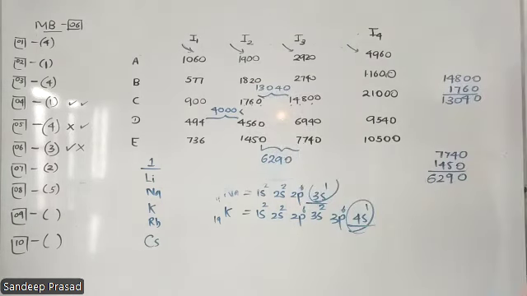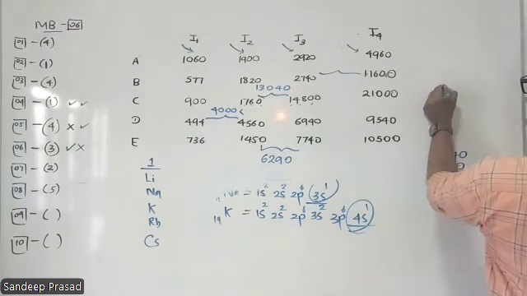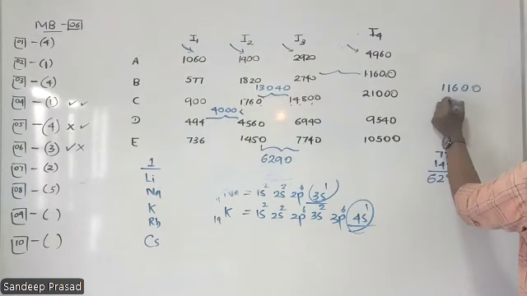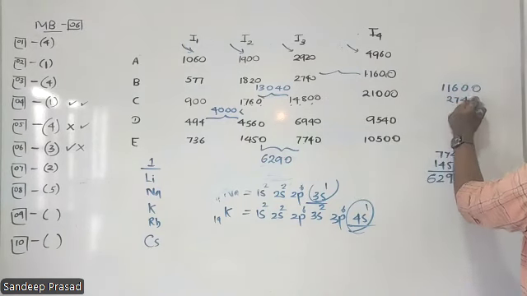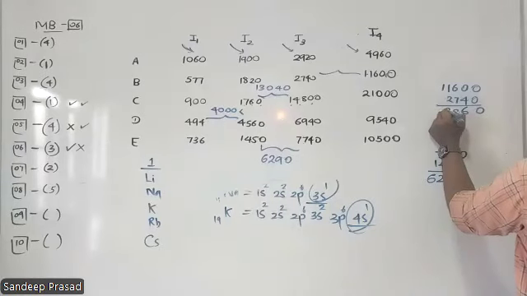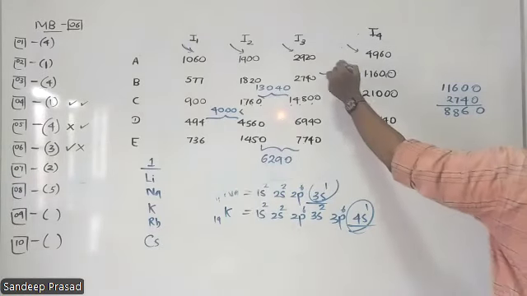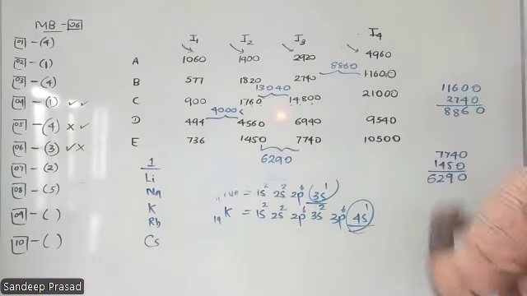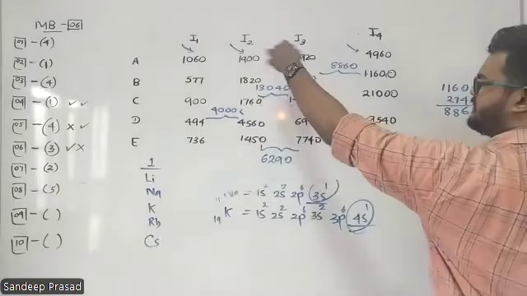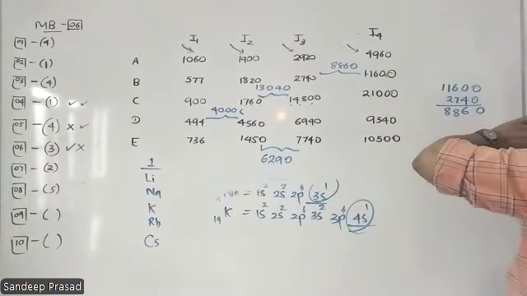And here you can see the largest gap between I3 and I4. 11,600 minus 2,740, that means 8,860. And here, where you can see the largest gap.